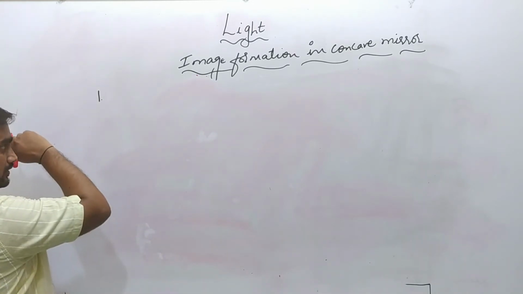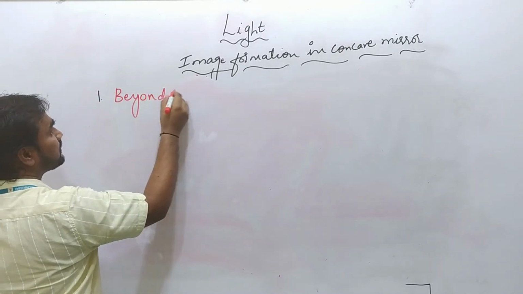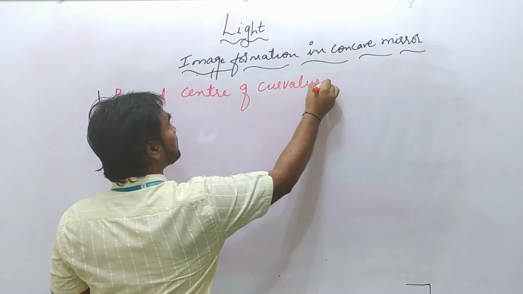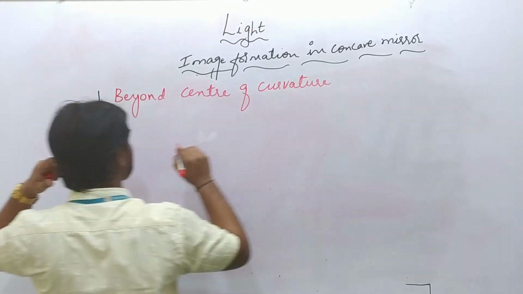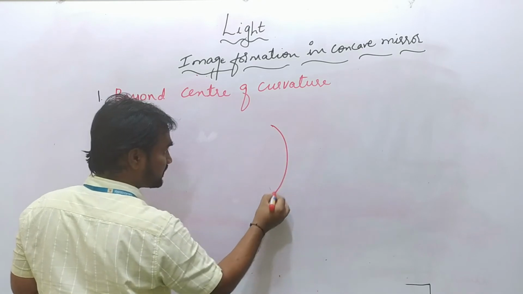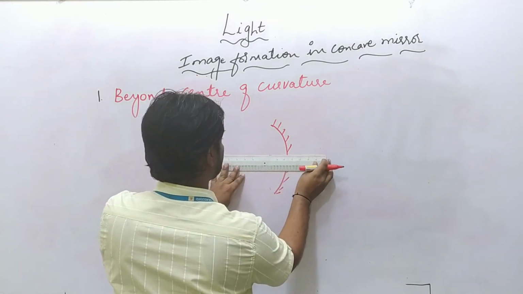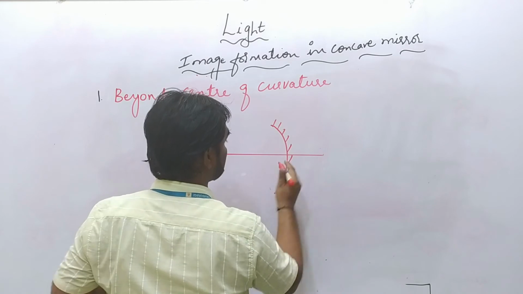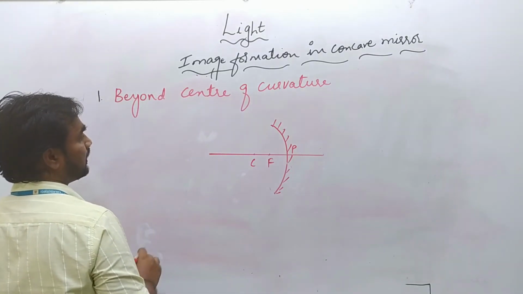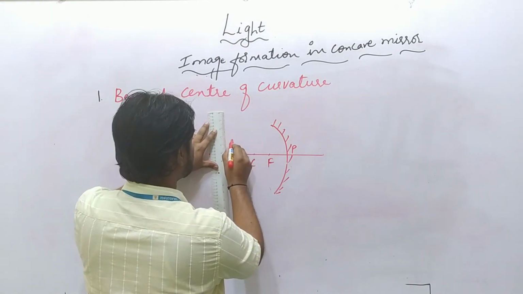Now the second position is when the object is placed beyond the center of curvature, that is beyond C. Again, this is the concave mirror. Let me draw one parallel axis. Let me take this as P, and let me point C here and F here. Now the object is placed at a definite distance beyond the C.